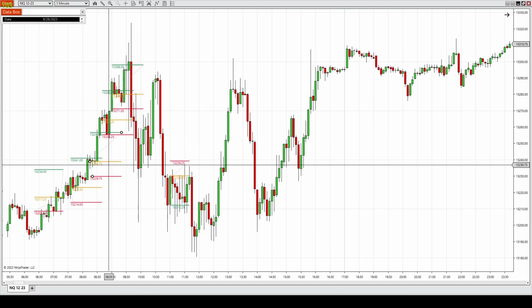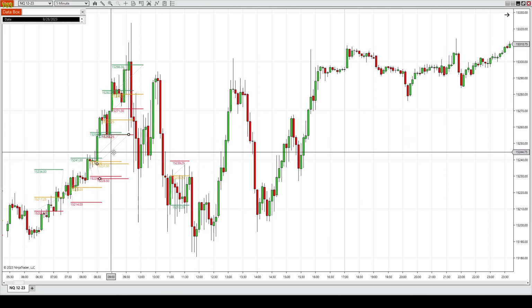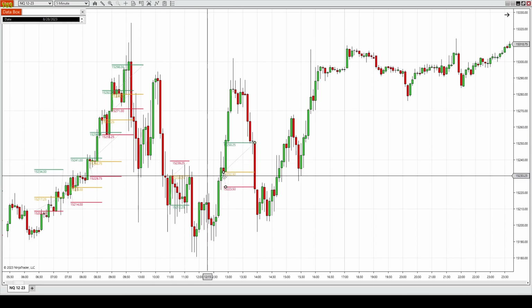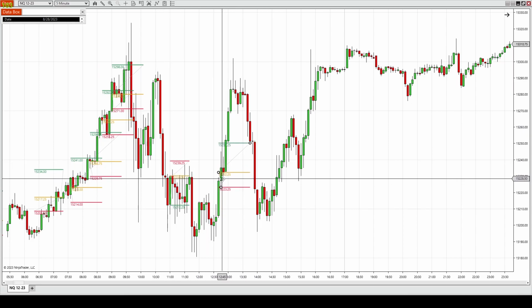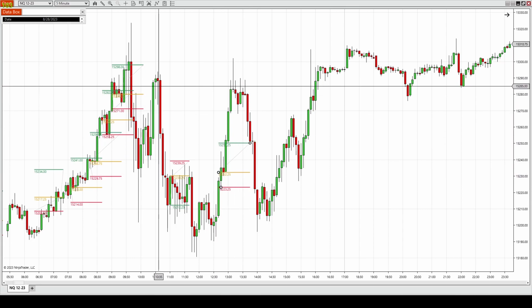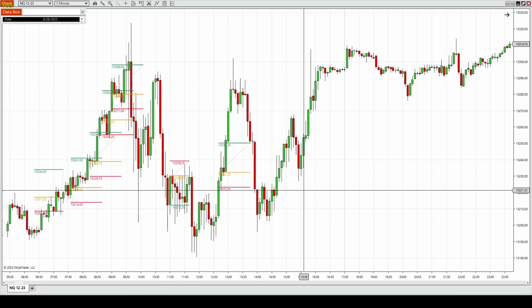So now let's look at something like this, right? Where you see structure is broken, and then boom, you have that opportunity to take those buys even above and beyond, right? Because you're going to have multiple targets.